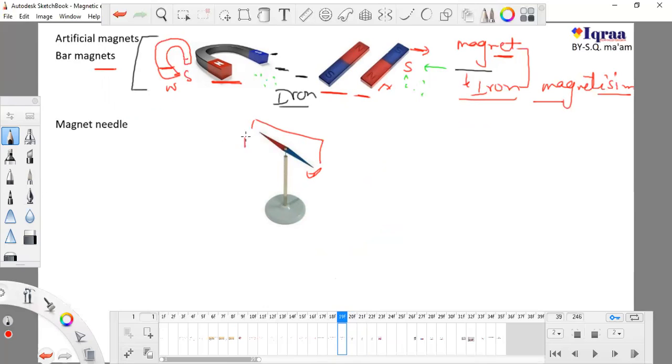So this red side always shows the north pole, and this blue side will always show the south pole. Don't get confused. In general, if there is no other source, wherever you put this needle, this north pole will show the north pole of the earth, and this south pole will show the south pole of the earth. So the compass needle in general condition shows the poles of the earth on its own.